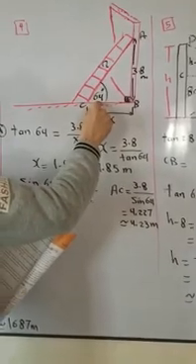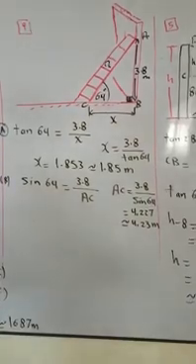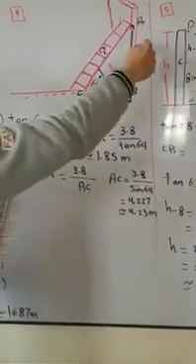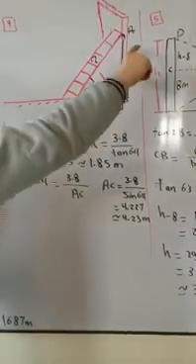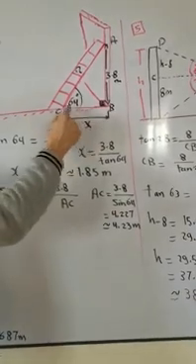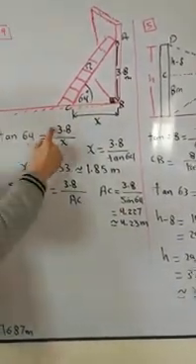Here, 64, I can find tan 64, or tangent of this angle 64. Tan 64 equals what? The opposite side over the adjacent side. The opposite side here is 3.8 meters, and the adjacent side is CB, or X. Tan 64 equals 3.8 over X.